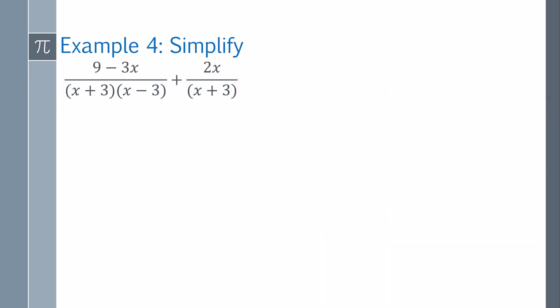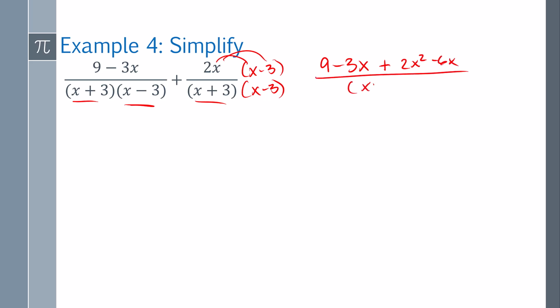For this one, we need to compare the denominators. They both have an x plus 3. This one has an x minus 3, this one doesn't. So I need to multiply the top and bottom to make them the same. And so then I get 9 minus 3x, and then plus, I can distribute this, so 2x squared minus 6x. And then on the bottom, I have the x plus 3 and the x minus 3.